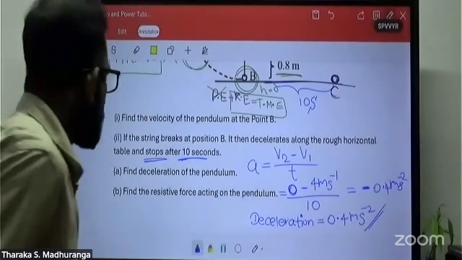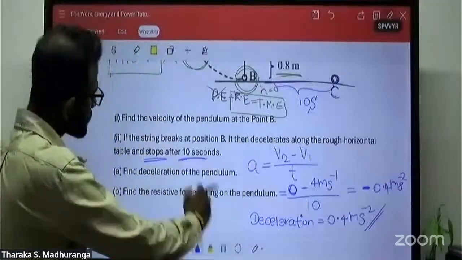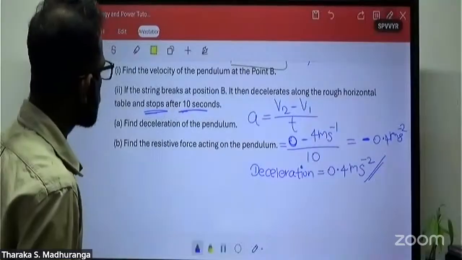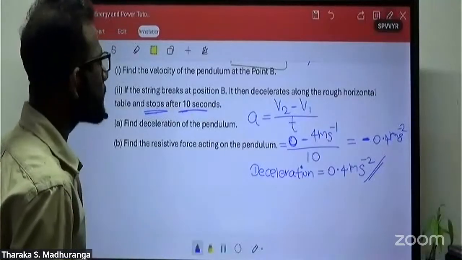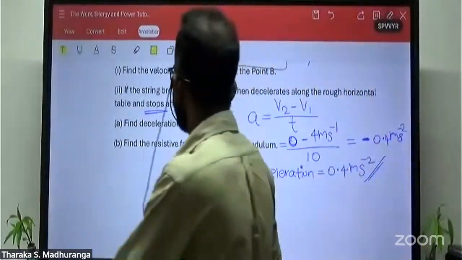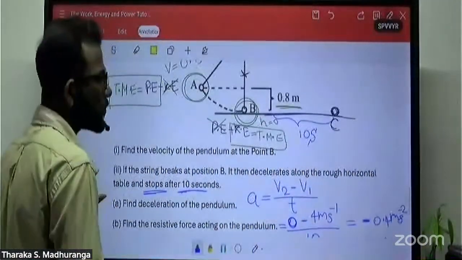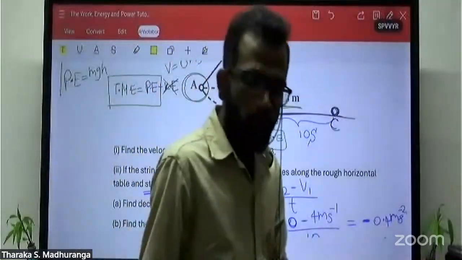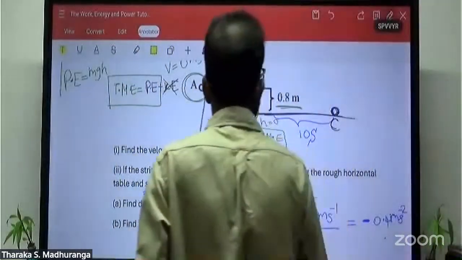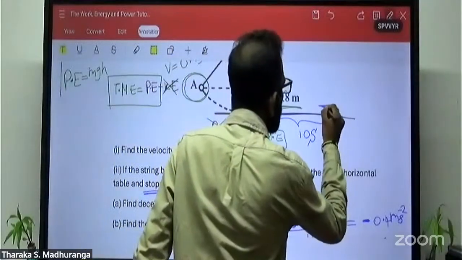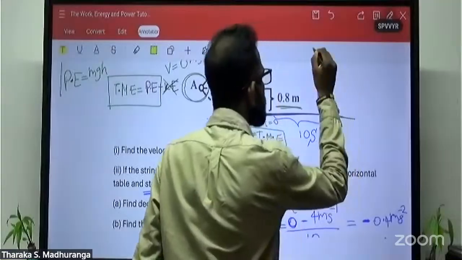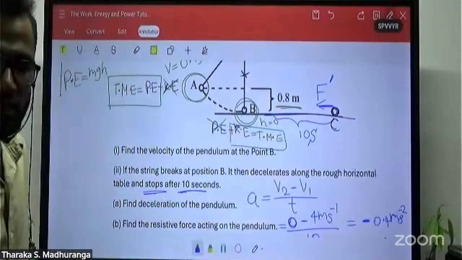Yeah, come to the final question. Find the resistive force acting on the pendulum. Good question. The resistive force means, actually this is a rough surface, no? Then a rough surface acts which force? The friction force. The friction force acts in the opposite direction. That's the friction force, F dash. This force is what is being asked.